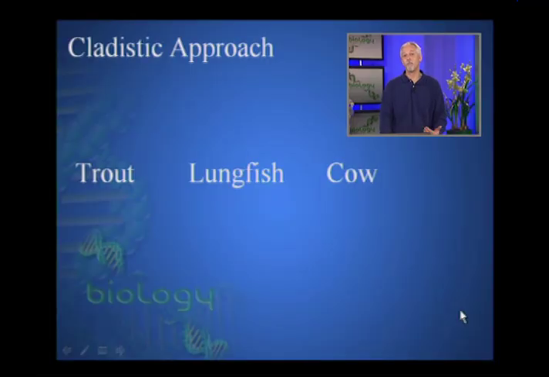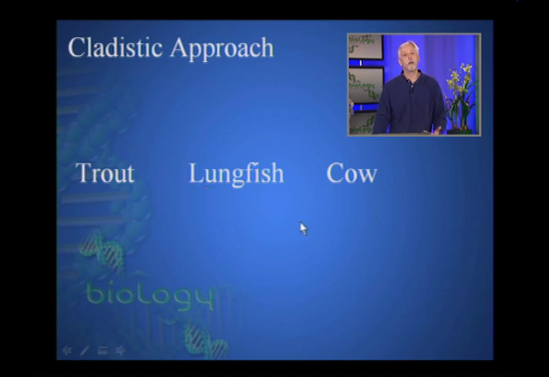And those that share more recently evolved characteristics have a more recent common ancestor and are therefore more closely related. And this can be very counterintuitive. So if we go back to our example of trout, lungfish, and cow, again, intuitively, you would put trout and lungfish together. Fish are fish, put fish together.